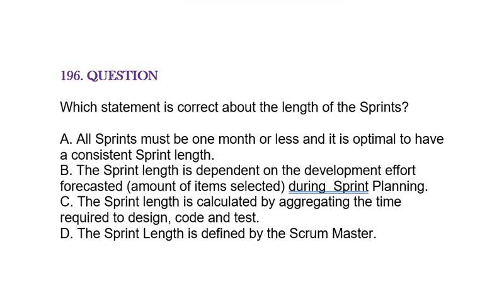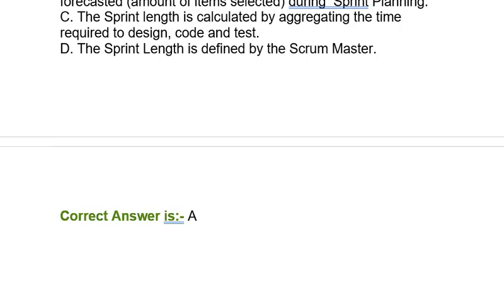Question is which statement is correct about the length of the sprints? Option A all sprints must be 1 month or less and it is optimal to have a consistent sprint length. Option B the sprint length is dependent on the development effort forecasted, that is amount of items selected during sprint planning. Option C, the sprint length is calculated by aggregating the time required to design, code, and test. Option D, the sprint length is defined by the Scrum Master. Correct answer is option A.